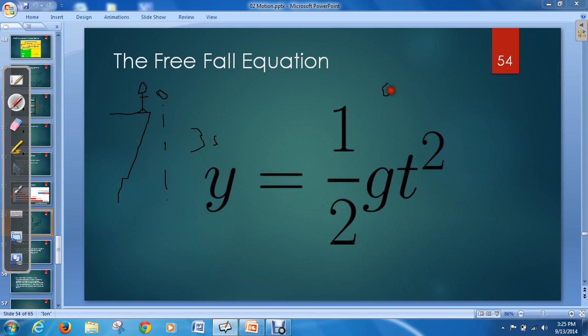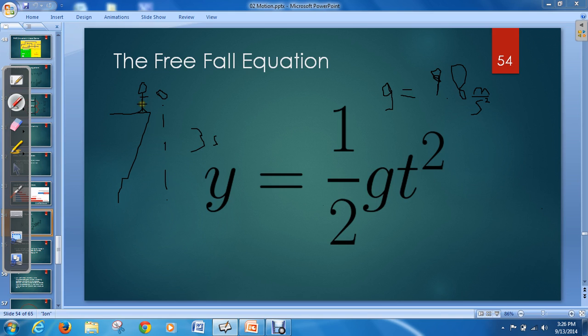And just so you know, g, the gravitational acceleration, equals 9.8, and I apologize for my bad handwriting, meters per second squared. So 9.8 meters per second squared. This is constant for wherever you're at on Earth. This is pretty much the same.